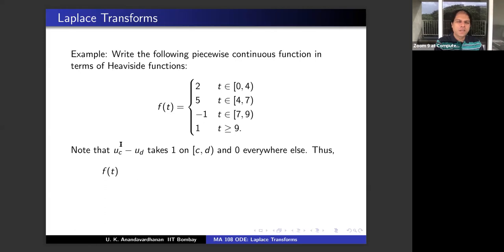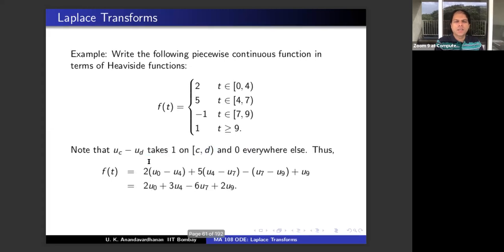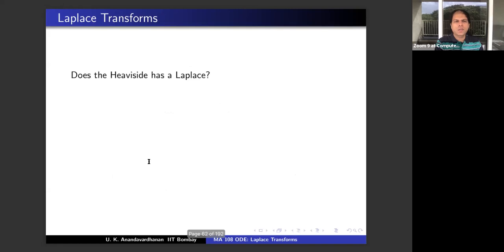So f of t equals 2 times u0 minus u4 plus 5 times u4 minus u7 minus u7 minus u9 plus u9, just from this observation. UC minus UD is 1 here and 0 everywhere else, and then you write it down as a linear combination. So you get 2, 3, minus 6 and 2. Okay, so that's how you do it.